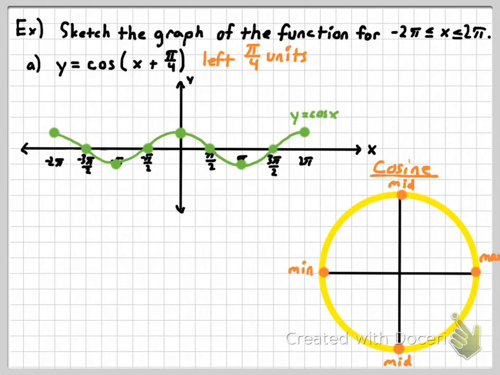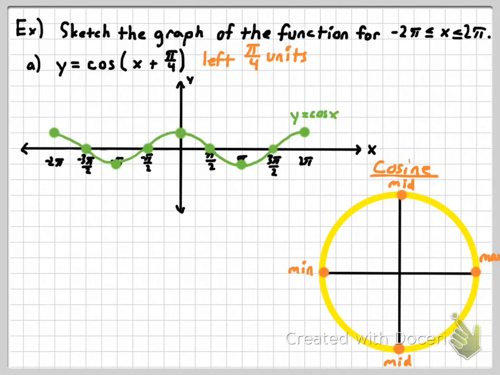Now remember, that's the parent function. What we're going to do now is graph a translation of that, the cosine of x plus pi over 4. And this was a shift of pi over 4 units left. Now I'll make this graph in orange. And simply all we're going to do is translate all the points that we have on our graph already pi over 4 units to the left. Okay? Now if this is 0 and this is -pi over 2, isn't this -pi over 4 right here?